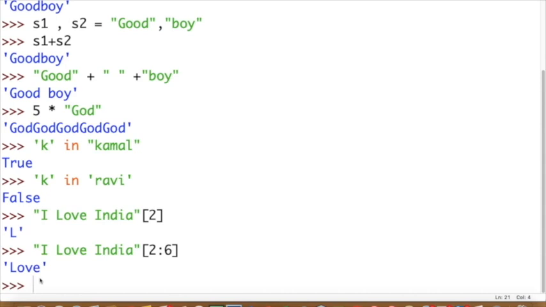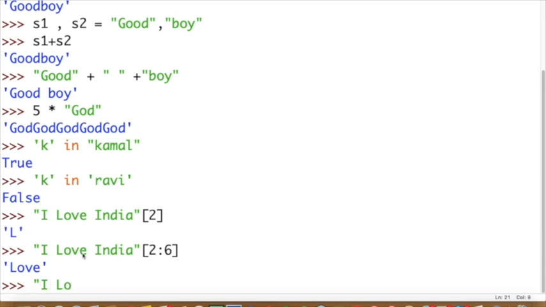So we have the letter L at index position number 2, which is the starting index. Starting from L, we have to go up to the 6th index. So we have 2, 3, 4, 5 and 6. Starting from L, we have L at 2, O at 3, V at 4, E at 5 and space at 6. So just before the space we have to extract. So the output is L O V E. So we have the output as love.